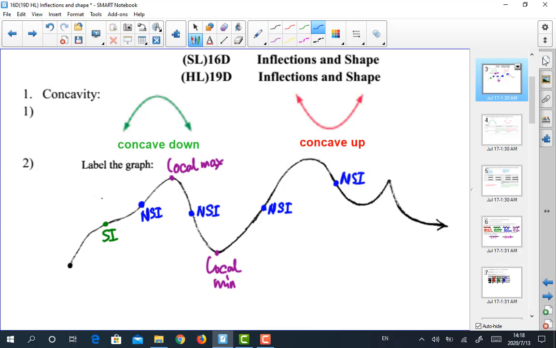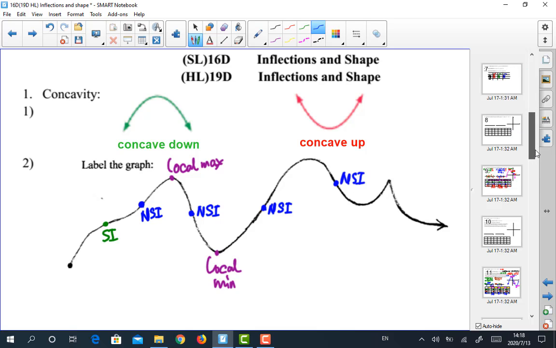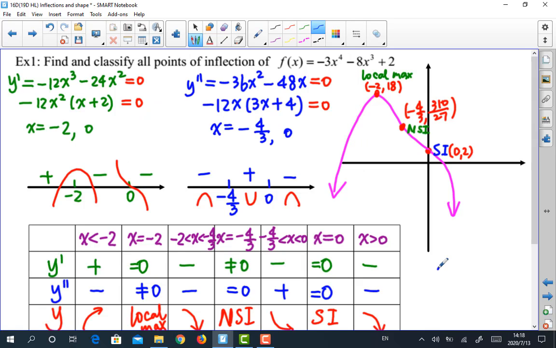So the evidence, let's go back to example 1 and example 2 again. Let's look at example 1. This is a mathematical fact from this example. We know this point is non-stationary inflection and this point is stationary inflection. Look at it. If this point is non-stationary inflection, this point must have a local maximum or local minimum close by. But stationary inflection doesn't have the local maximum or local minimum point close by.